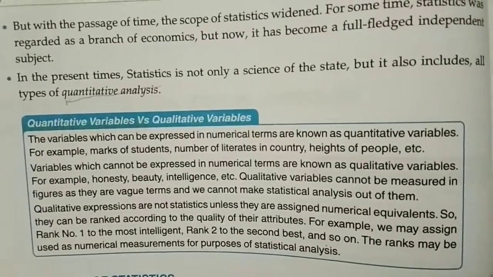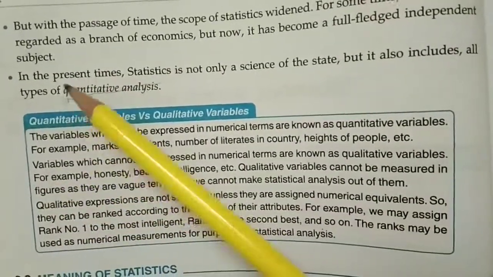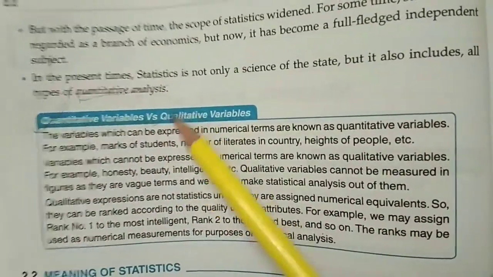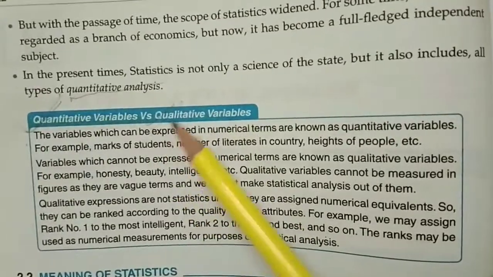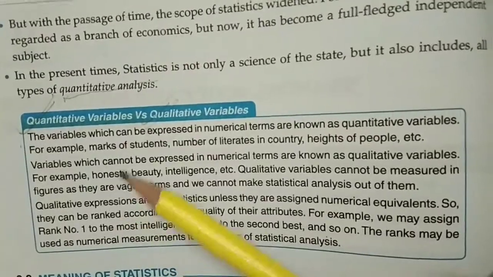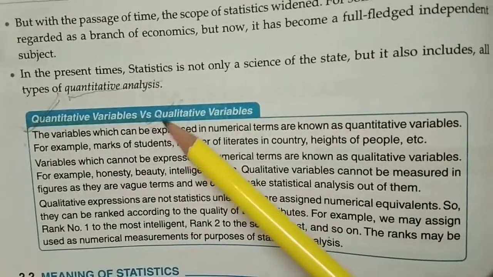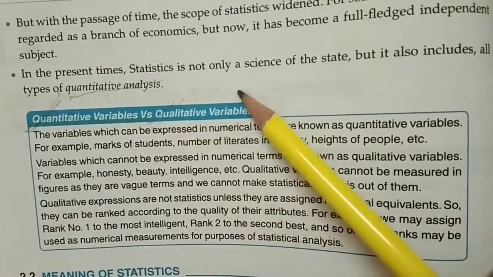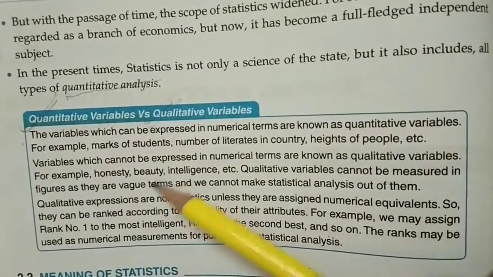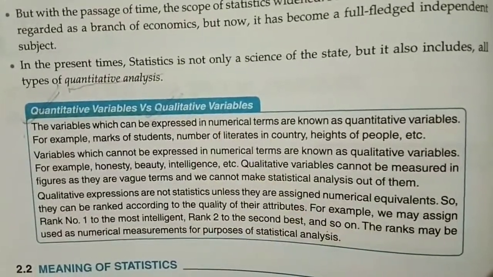Now, what is a quantitative variable and what is a qualitative variable? Quantitative means the variables which can be expressed in numbers, and qualitative cannot be expressed in numbers. This is related to the quality of a person. For example, someone's beauty, honesty. These are the traits of a person. These cannot be expressed in quantity. That is quality. So qualitative variables are those variables which cannot be expressed in numerical terms, and quantitative variables can be expressed in numerical terms. Yes, qualitative variables sometimes can be ranked. It cannot be expressed in numbers, but it can be ranked.